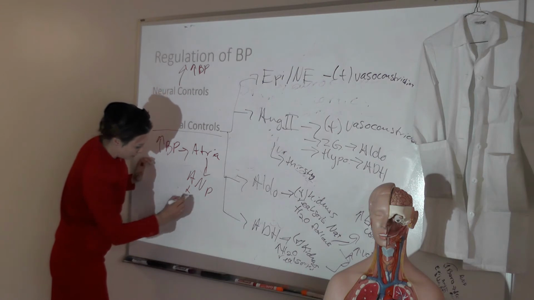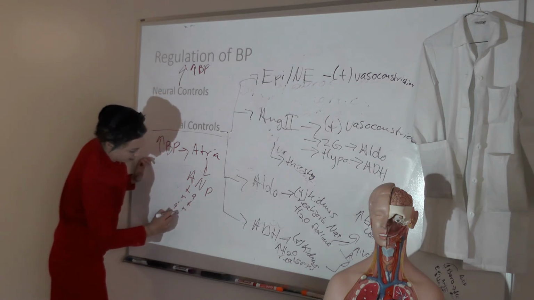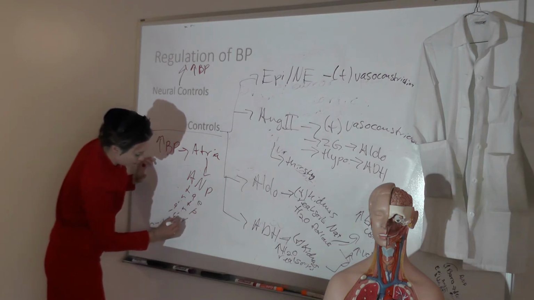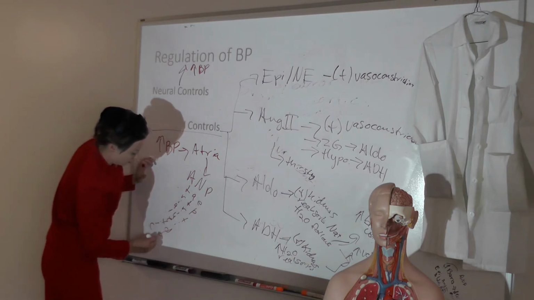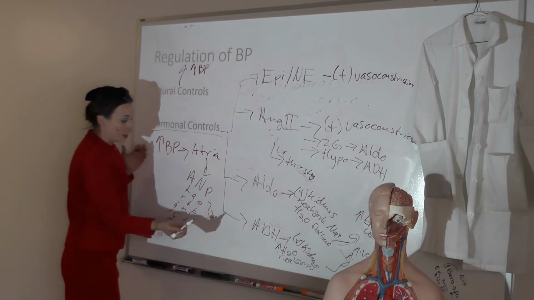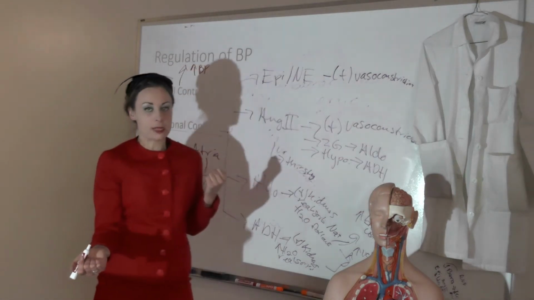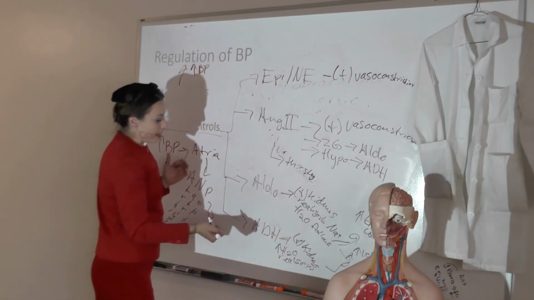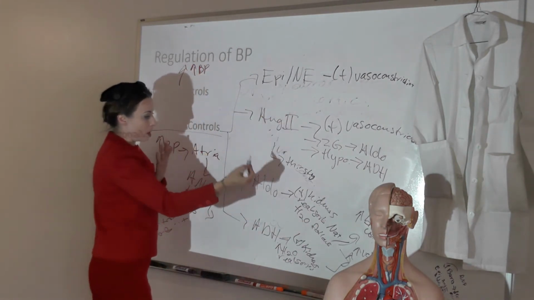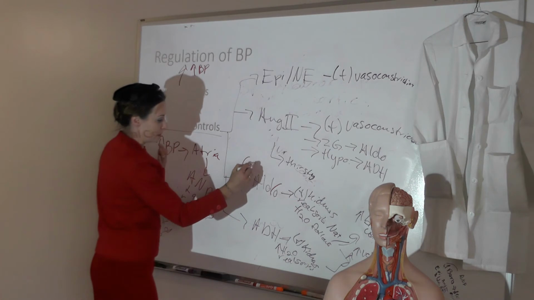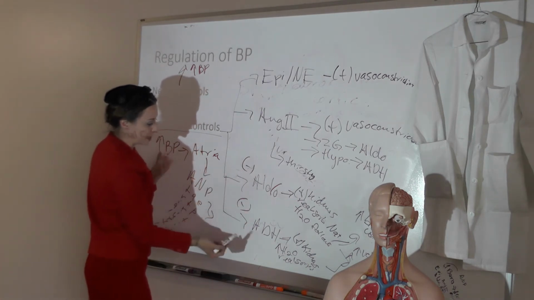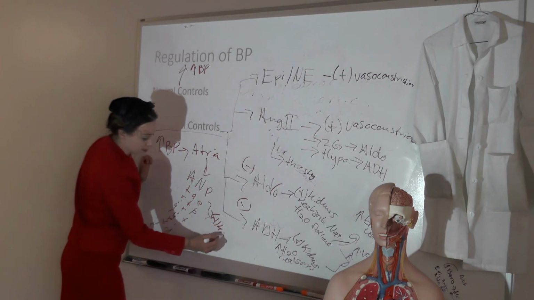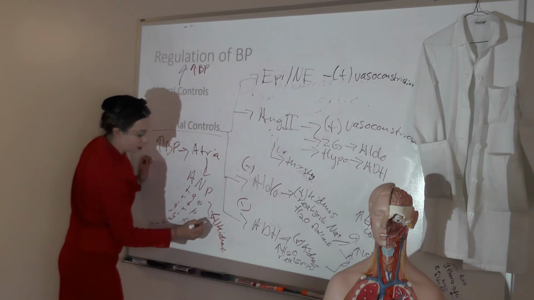So if we have an increase in blood pressure, this is going to trigger the atria to release ANP, the atrial natriuretic peptide, and it's going to do pretty much everything opposite of the renin-angiotensin system. So it will inhibit our aldosterone release. We'll inhibit antidiuretic hormone release. We would stimulate the kidneys to excrete water.